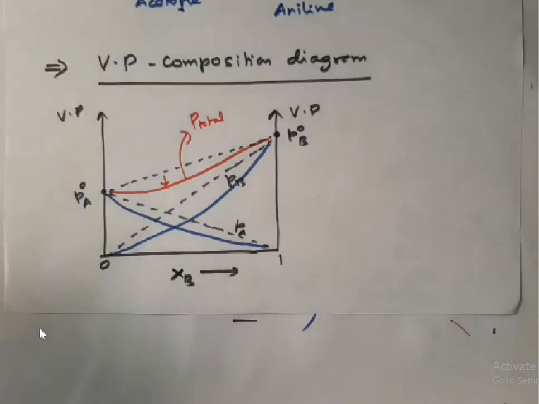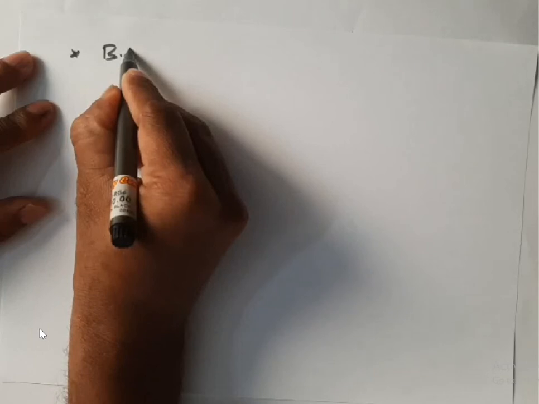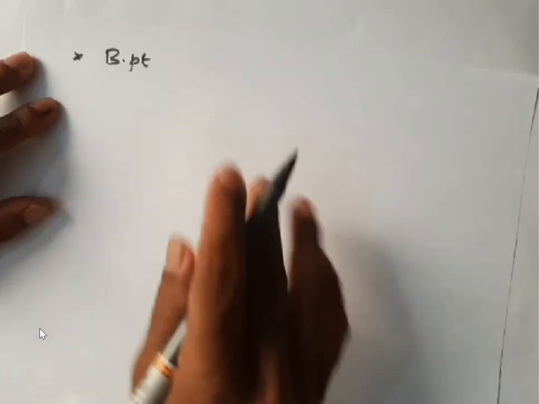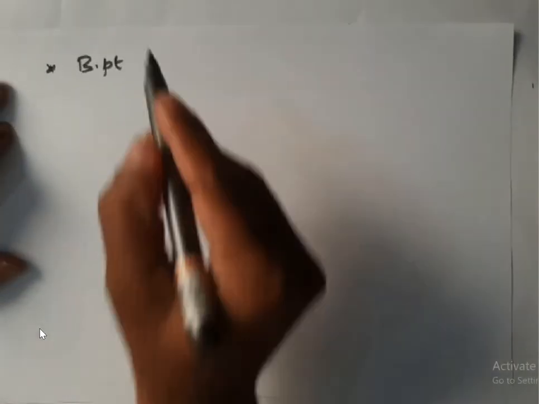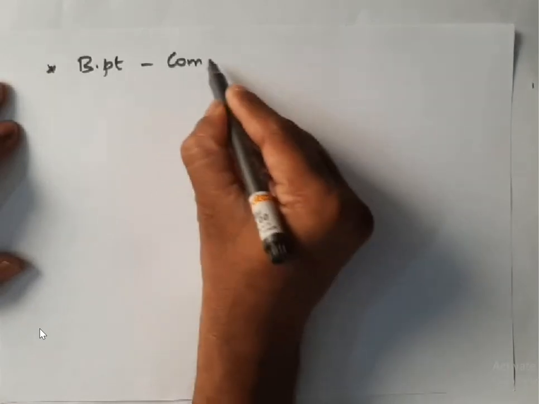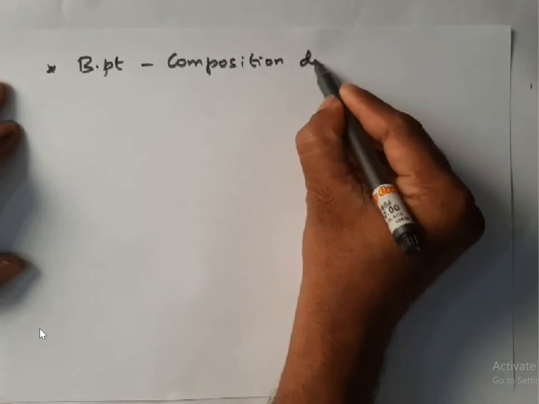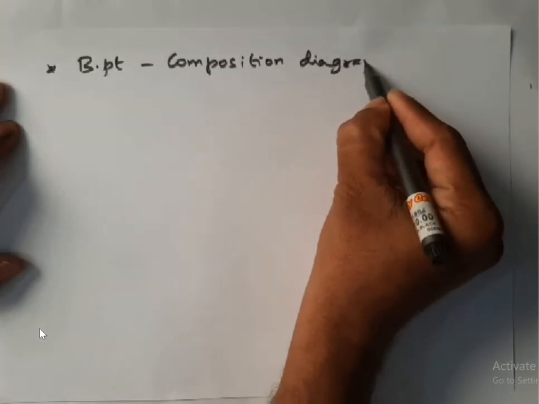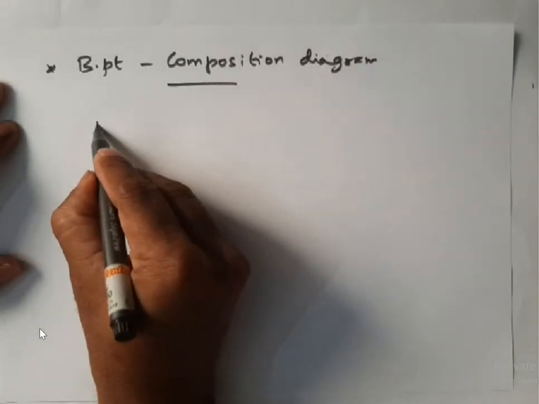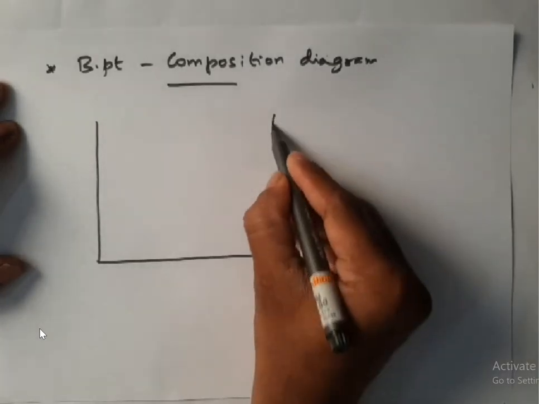Temperature composition diagram, where temperature means boiling point. Suppose I plot boiling point, which I'll write shortly as BPT, against composition. This is the boiling point composition diagram. If I plot it, the plot will appear like this.